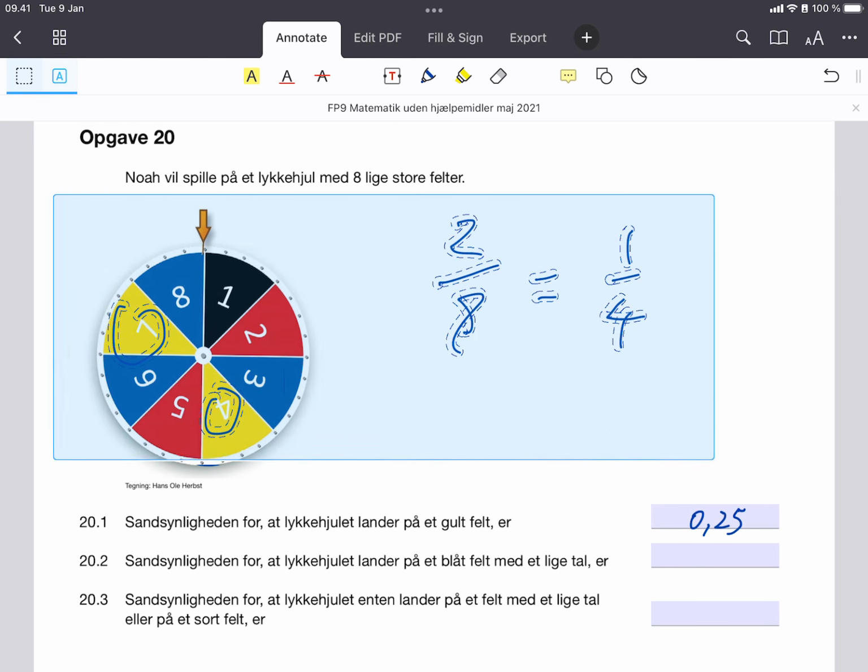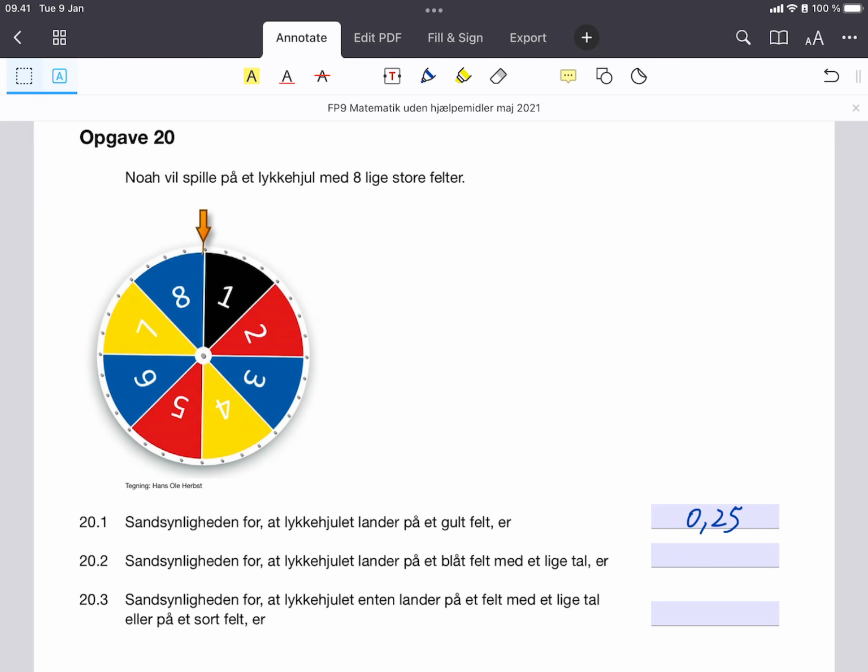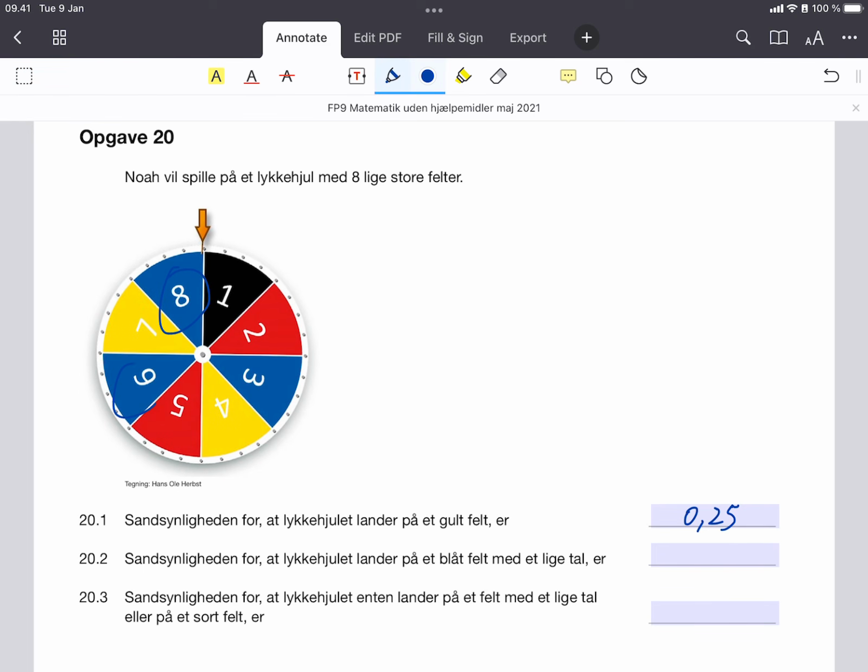Next question. The chance that the Wheel of Fortune lands on a blue field with an even number is what? Okay, so blue ones with even numbers, that's 6 or 8. So there's 2 ways it could land on that out of 8, which is the same as a quarter, or 0.25 again.